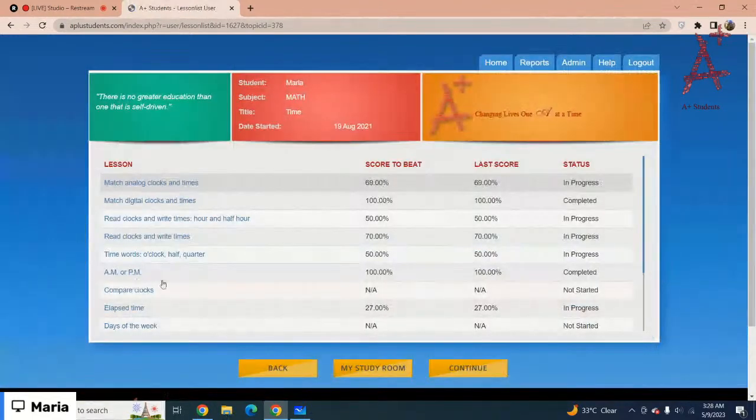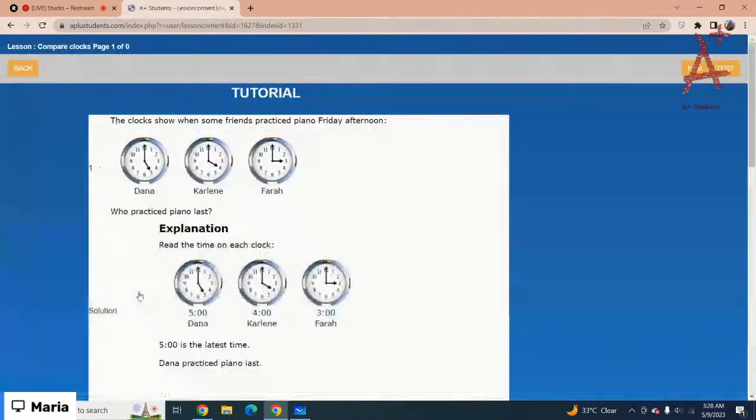Okay, the next lesson is compare clocks. You have to compare the time. Got it? Okay, the clock shows when some friends practiced piano Friday afternoon. Who practiced piano last? You can just see the times on the clock. Here you have Dana practiced at 5, Carlin practiced at 4, and Farah practiced at 3. So who practiced at the last time? Who practiced piano last?